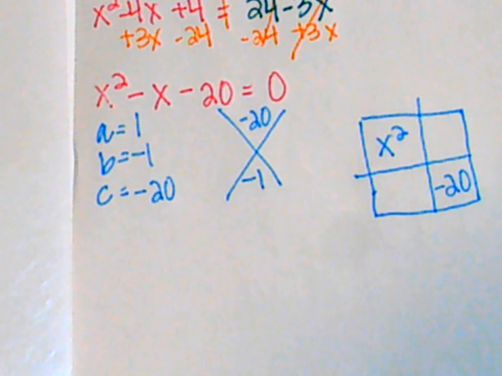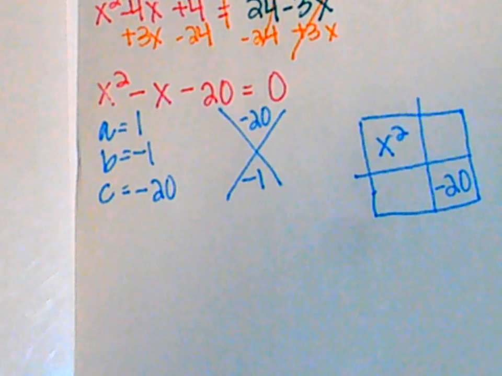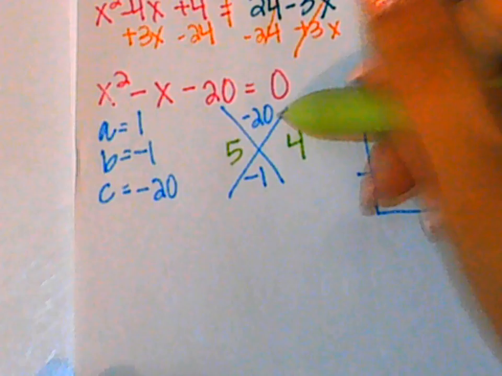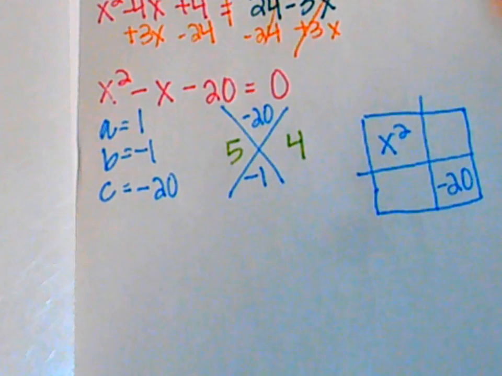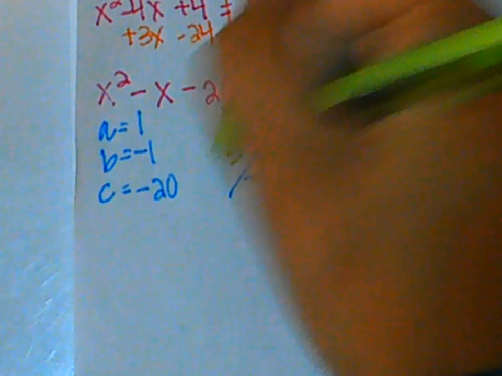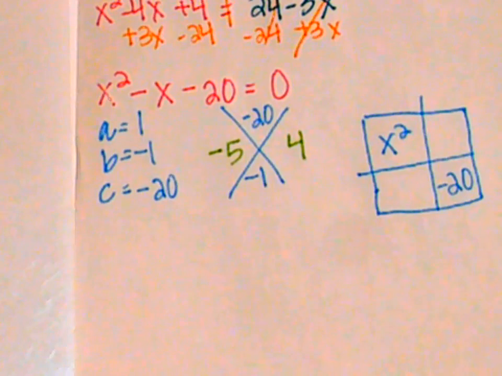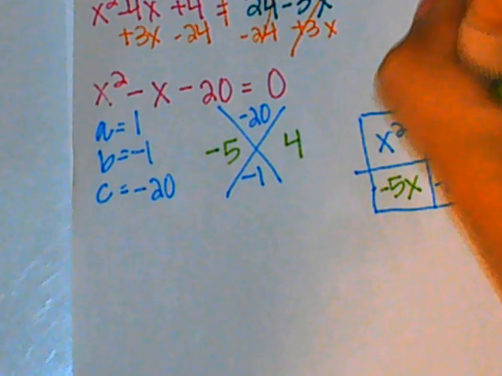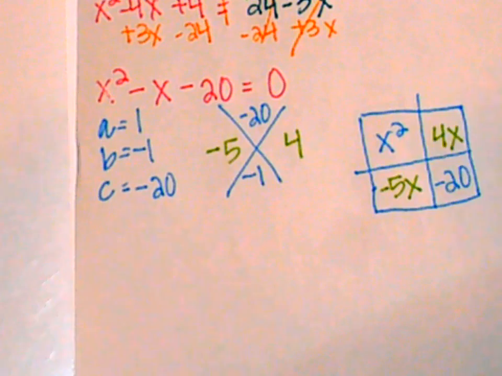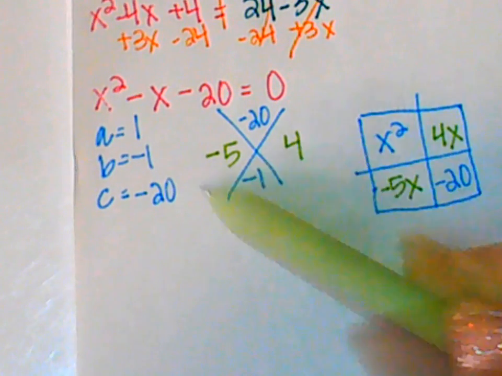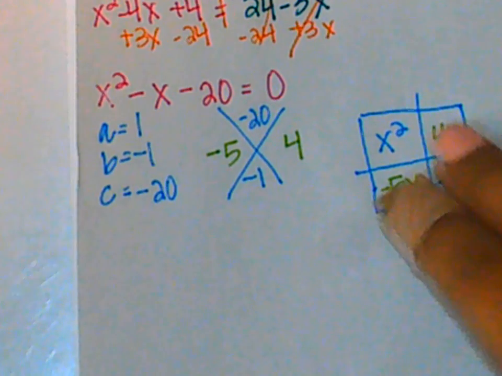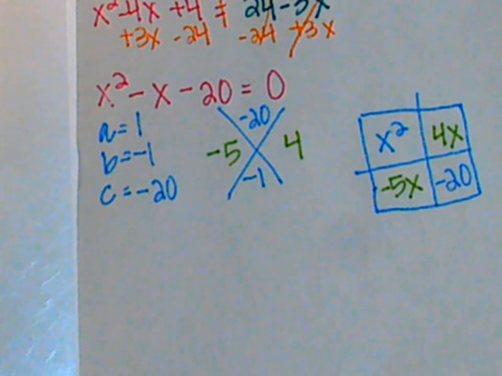So 2 and 10 won't work. 1 and 20 won't work. But 5 and 4 multiply to give me 20, but one of them has to be negative. Since I have a negative 1, that means my bigger number will be negative. Negative 5 plus 4 gives me negative 1. So here I put in negative 5x, and here I would put in 4x. Remember, it doesn't matter which order you put it in. You can swap these around, the green ones, as much as you want. As long as they're in those diagonal boxes, it doesn't matter.